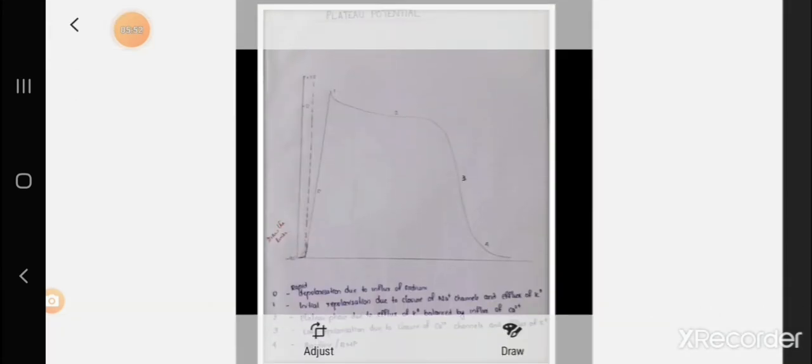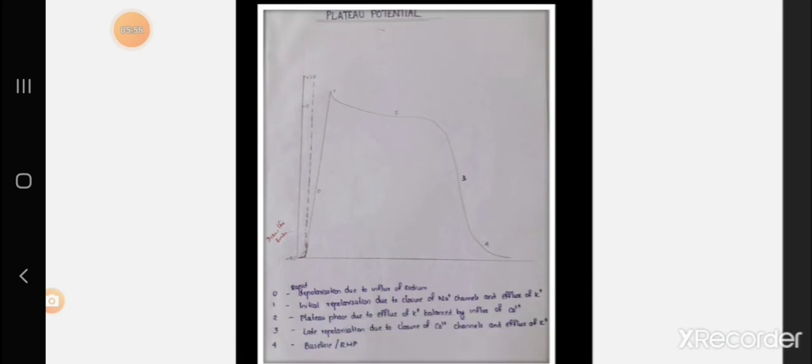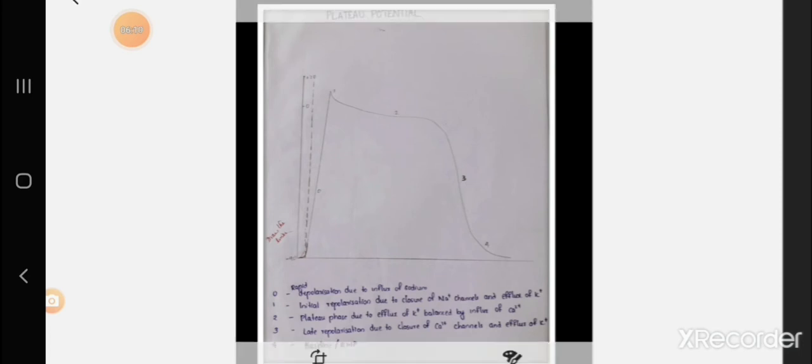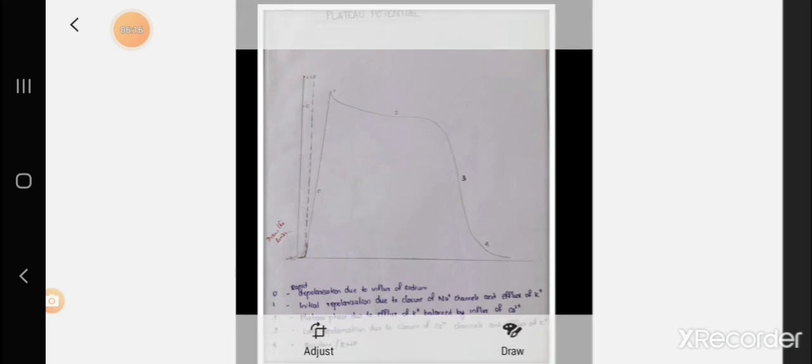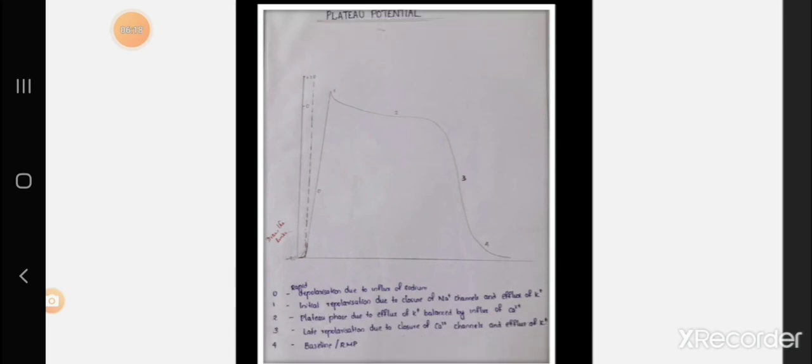Now there may be a doubt that calcium is a divalent ion and potassium is a monovalent ion, but the number of ions is not mentioned, right? So the number can change, that is, more potassium will be effluxing in number, so they can get balanced. Now the next phase is phase 3, the final or late repolarization.